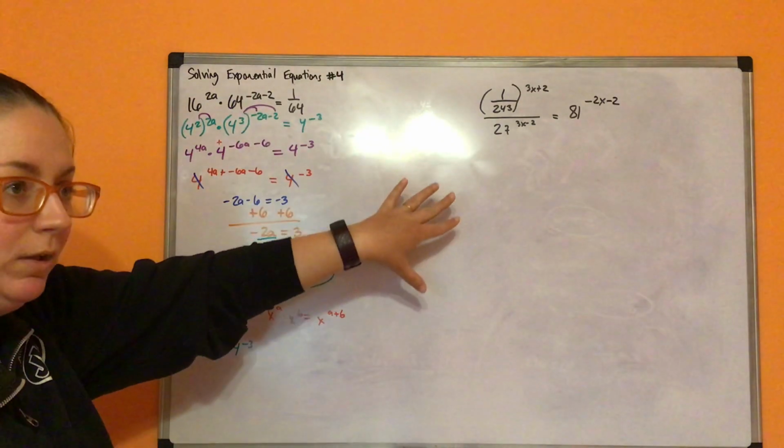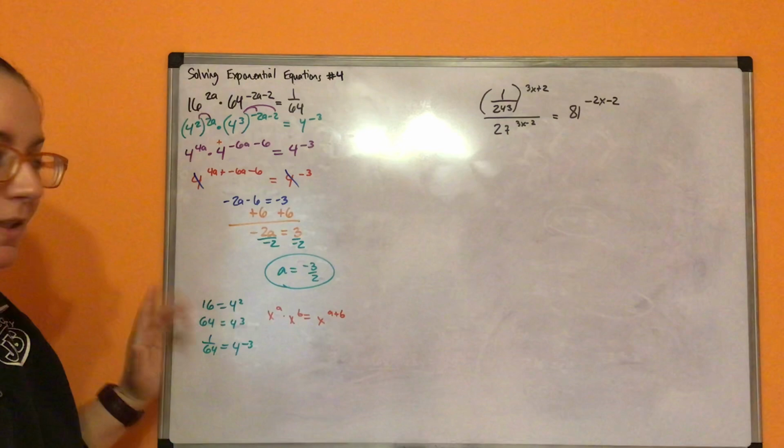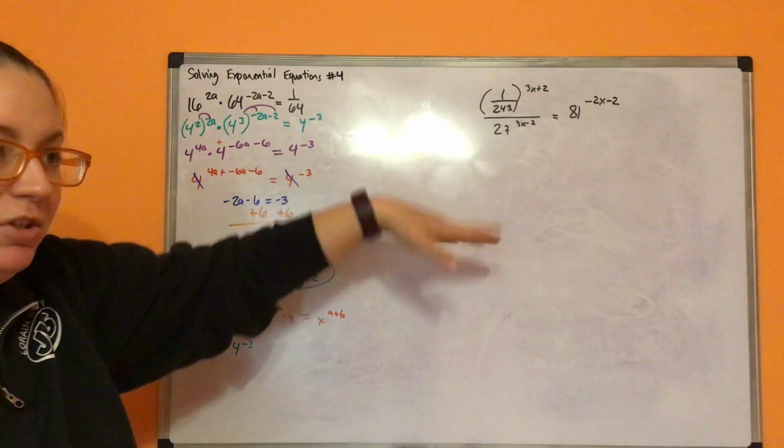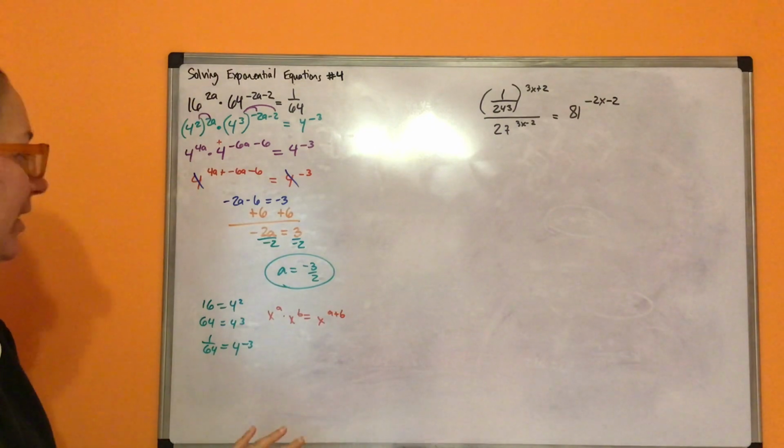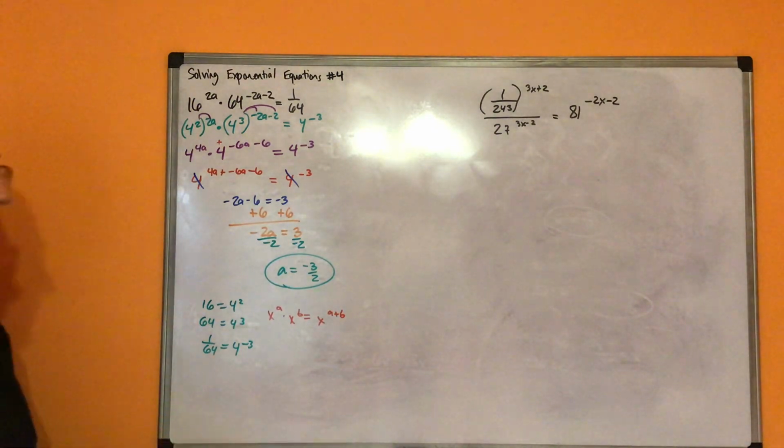The very last one we're going to look at might look a little scary because we have a fraction on top of a fraction. We will deal with both of those fractions individually. Take it one step at a time. It'll work out, I promise.